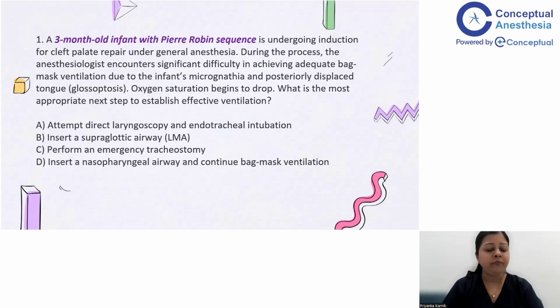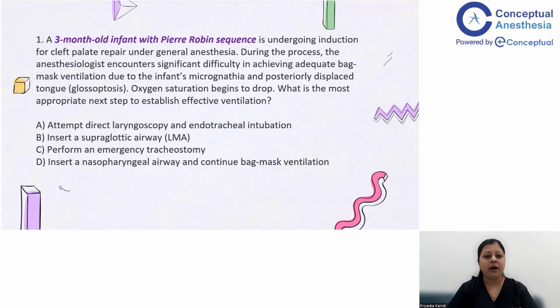Now, why is it so? So here our most important aim is to establish effective ventilation, so prevent hypoxia and establish oxygenation. Our goal is not to intubate the patient but to maintain the saturation of the patient and maintain adequate ventilation. So the most appropriate step would be to insert a nasopharyngeal or an oropharyngeal airway and continue bag mask ventilation so as to avoid hypoxia.